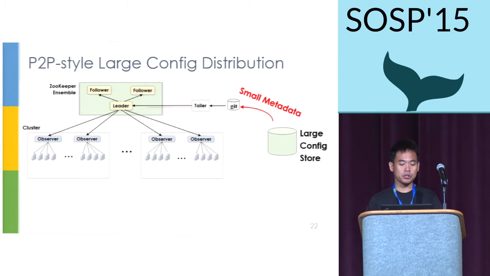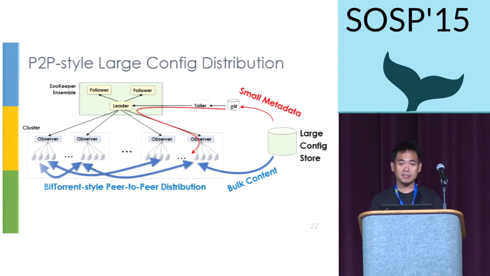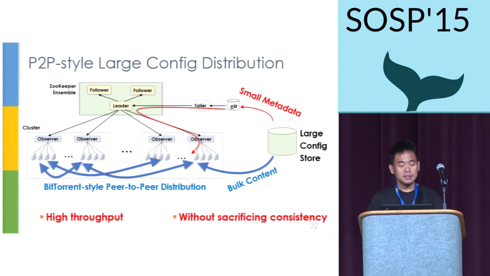The small metadata is pushed all the way down to the servers. Guided by the metadata, the servers run a peer-to-peer protocol among themselves to fetch the content of the large configuration file without going through the data distribution tree. This solution provides high throughput without sacrificing the consistency guarantee. The metadata is consistent, which further drives the consistency of the large configuration file.